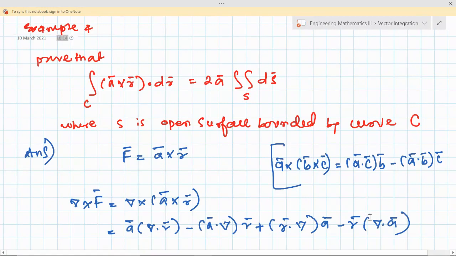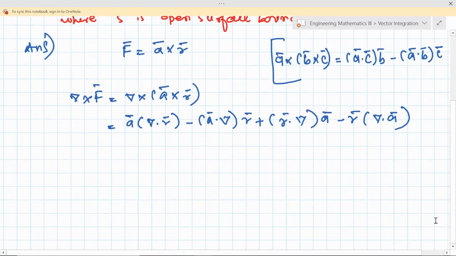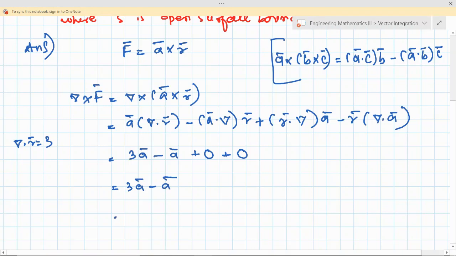And now what is the next step? Next step here is, what is del dot r bar? It is 3. So del dot r bar is equal to 3, therefore this is 3 a bar. A bar dot del into r bar, this property we have already seen and we have proved that also. Its answer is equal to a bar, plus 0, and del dot a bar is also 0. This is 3 a bar minus a bar, and simply this is 2 a bar. Del cross a bar is equal to 0. And now apply the Stokes theorem.